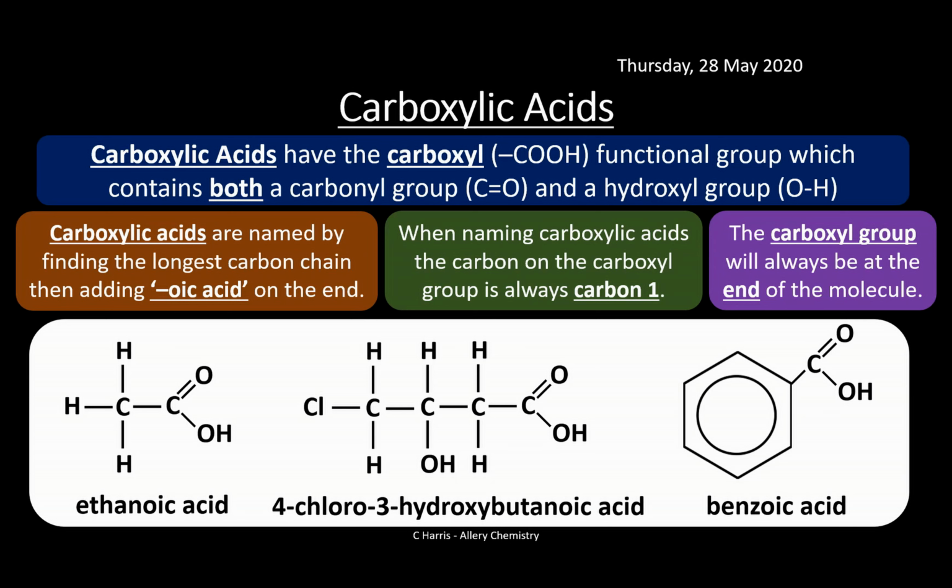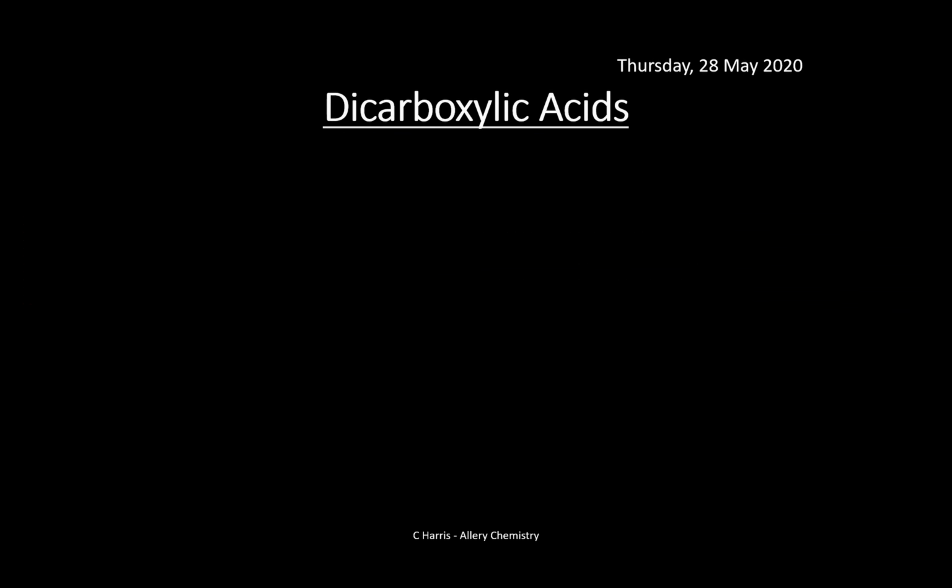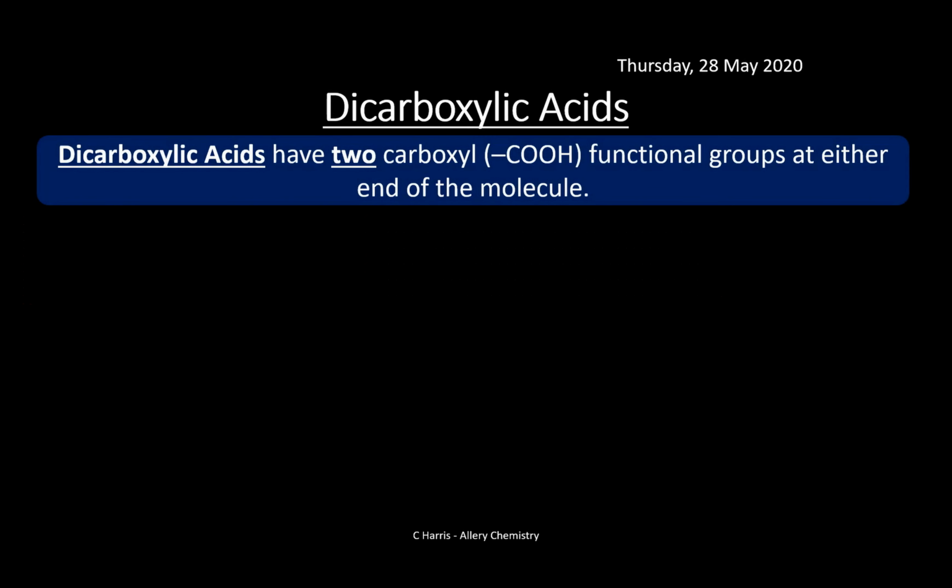Okay, so just like we can have alcohols and diols, we can also have carboxylic acids and dicarboxylic acids. So that's what we're going to look at now, which are dicarboxylic acids. Dicarboxylic acids have 2 carboxyl groups, so they have 2 COOH groups at either end of the molecule. Remember, these must be at the end of the molecule. We can't have carboxyl groups in the middle.